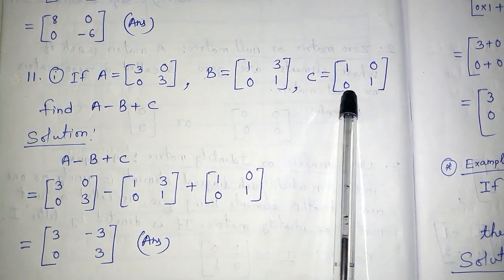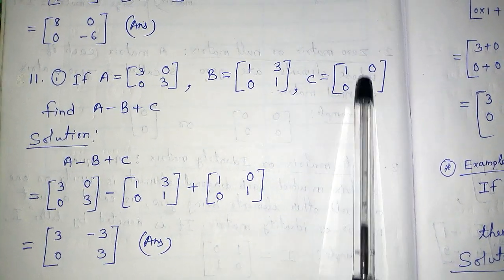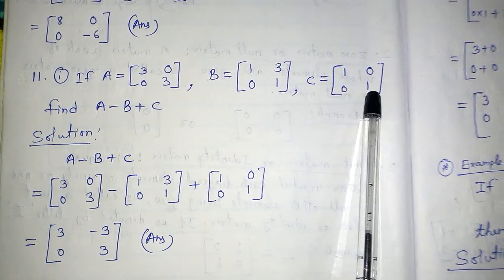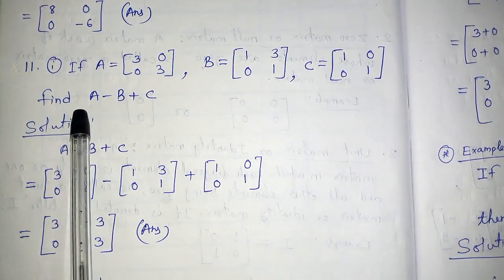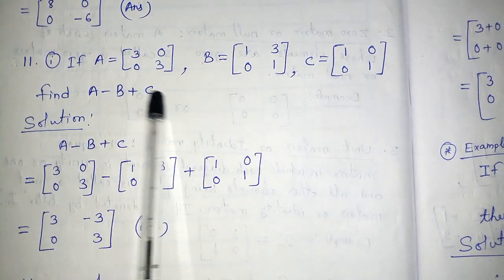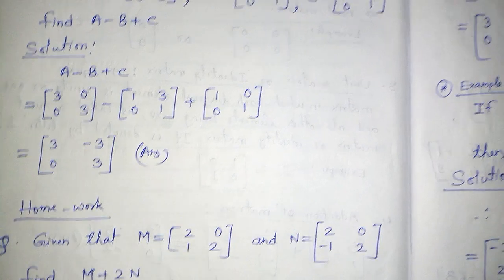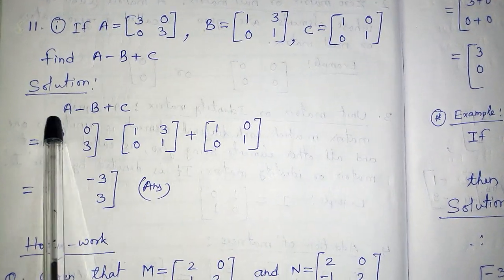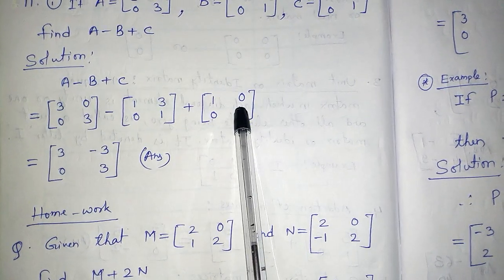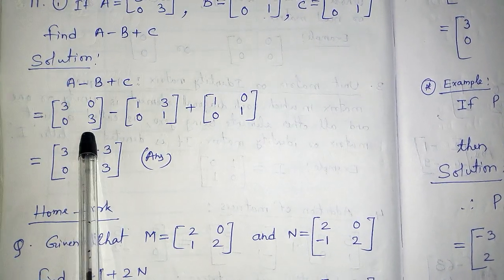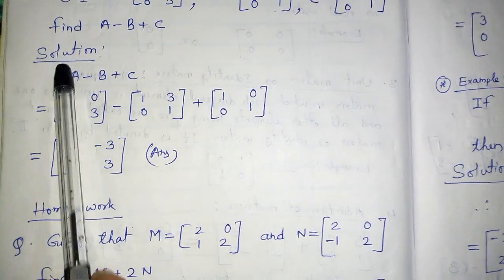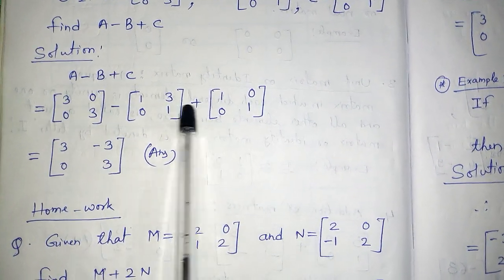Next question: the value of A is this, the value of B is this, and the value of C is this. C is also called an identity matrix, because the diagonal is 1 and the rest of the numbers are 0. So the values of A, B and C are given. Now find A minus B plus C. That means subtraction is there and addition is also there. The same question I write here, A minus B plus C, and I put the respective values of A, B and C in their places. This minus is here and this plus is here.